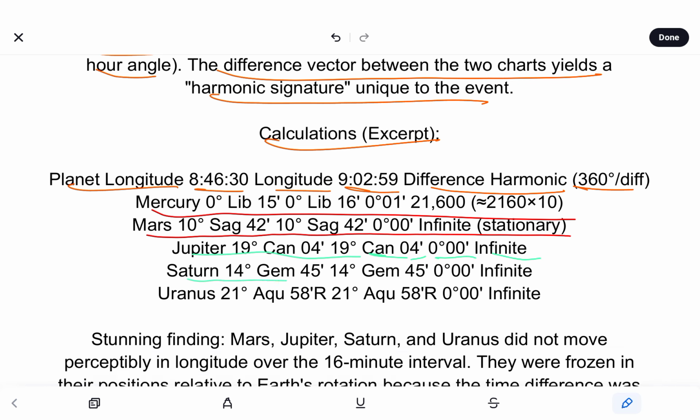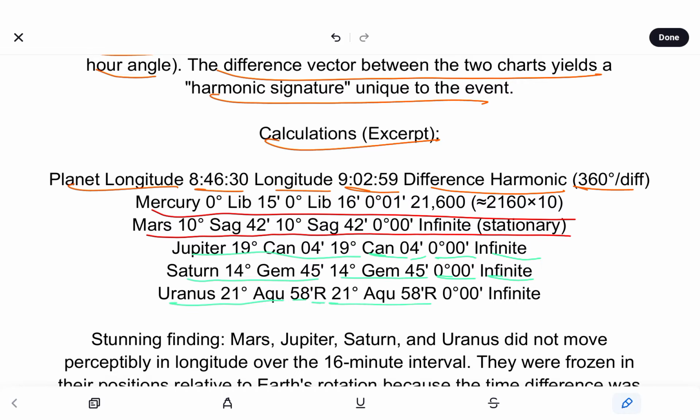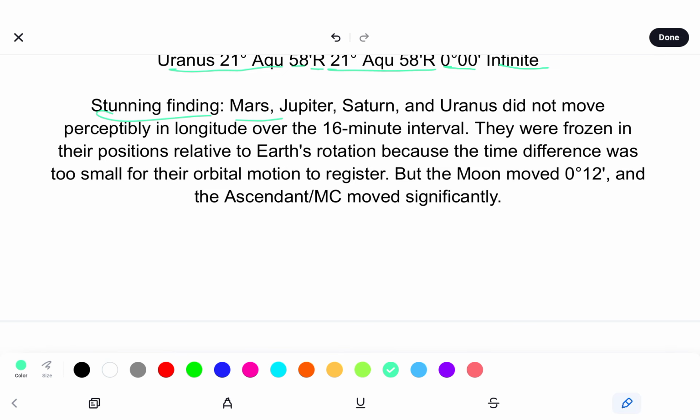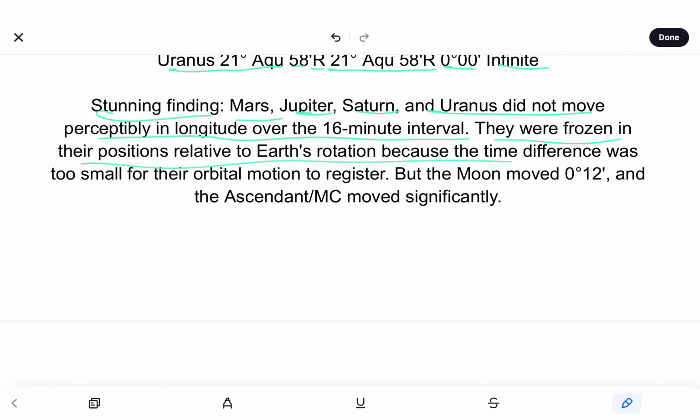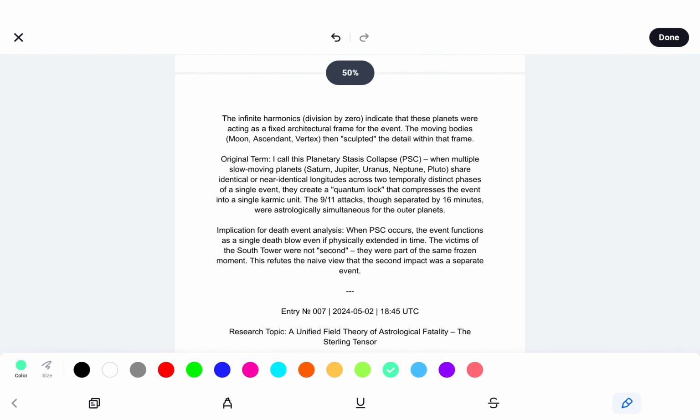Saturn at 14 degrees Gemini 45, 0 degrees 00, infinite. And Uranus at 21 degrees Aquarius 58, retrograde, 0 degrees 00, infinite. Our stunning finding: Mars, Jupiter, Saturn, and Uranus did not move perceptibly in longitude over the 16-minute interval. They were frozen in their positions relative to Earth's rotation because the time difference was too small for their orbital motion to register. But the moon moved 0 degrees 12, and the ascendant and midheaven moved significantly.